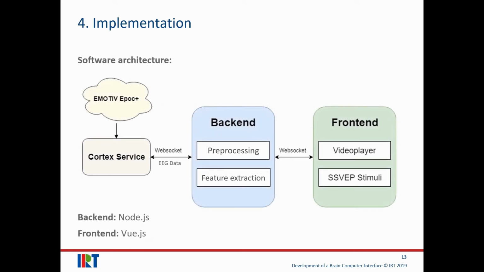In the end, the architecture of our prototype implementation looked like this. We used the Emotiv EPOC for recording EEG and acquired the signal with Emotiv's own interface, the Cortex service, that communicates via WebSockets. The main application consists of two parts, the backend and the front end. The backend gets the EEG data and does all the processing and feature extraction. This was written with Node.js.